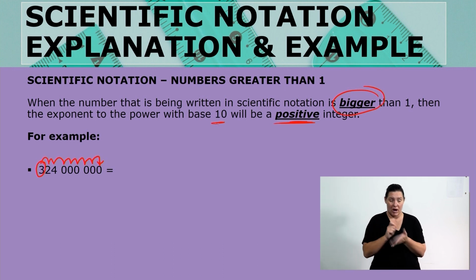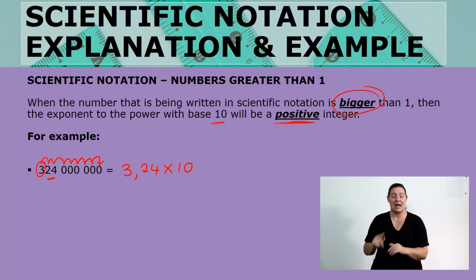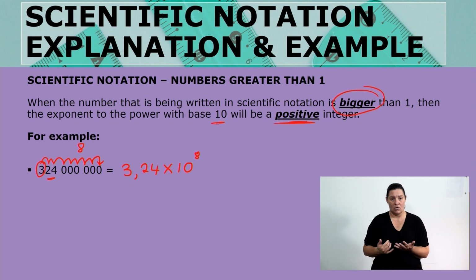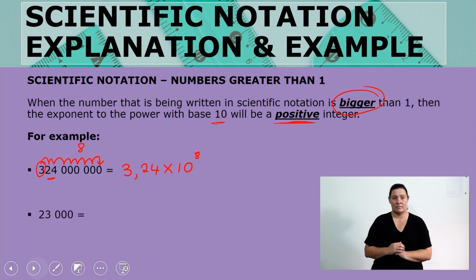And when we are writing our number in scientific notation, it is going to be 3.24. Those are the numbers that come from our number. And we are going to multiply that by 10 to the exponent. How many times did we shift our 3? We shifted it 8 times. And it is going to be a positive 8 because we are shifting to the right.